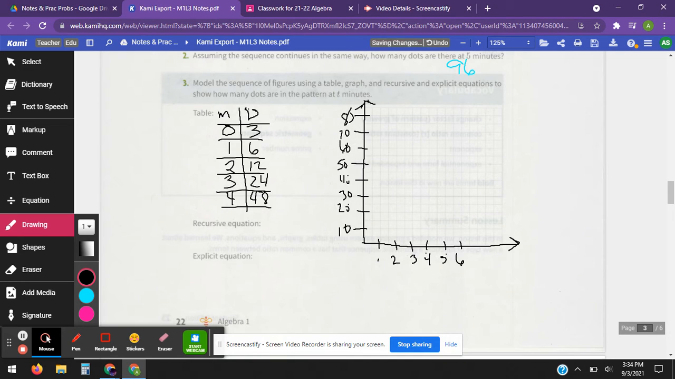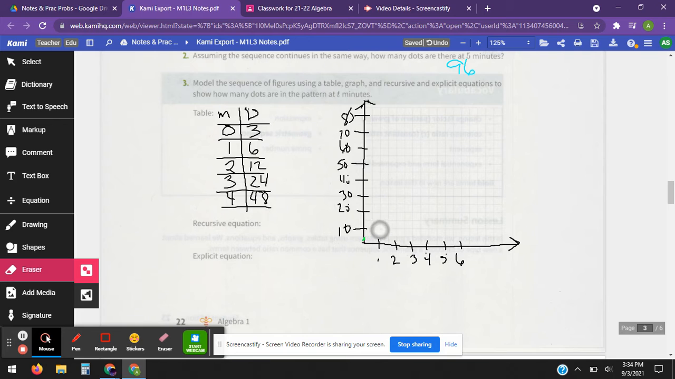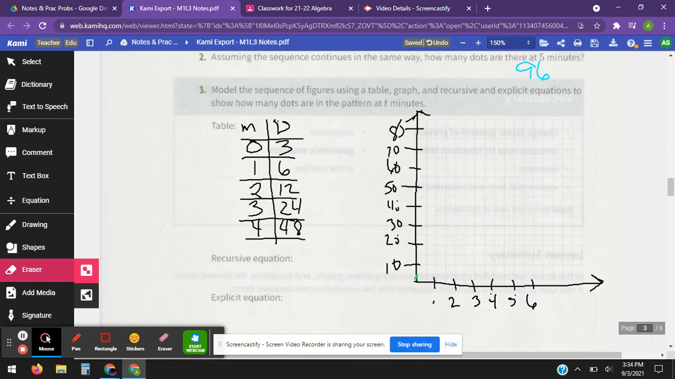So 0 is 3. Find my colors here. So somewhere right down here below that 5 mark. 1 is 6, just above it. I feel like it's a little off. I need to zoom this in a little bit. There we go. Now I can see it a little better. Back to my drawing. 1 is 6.